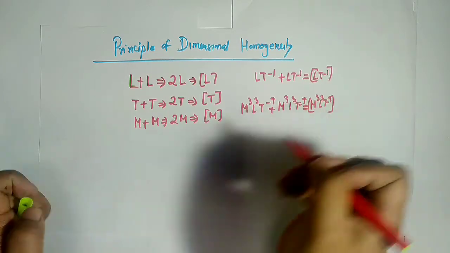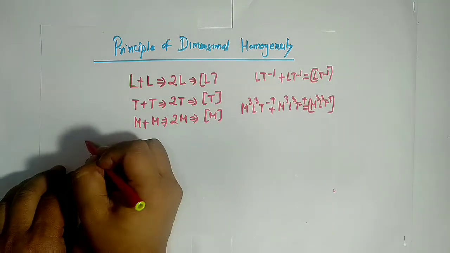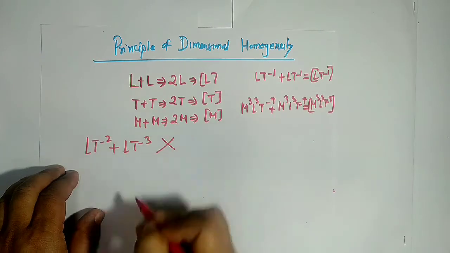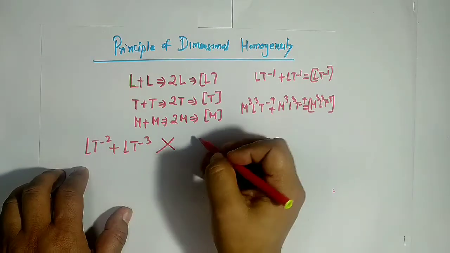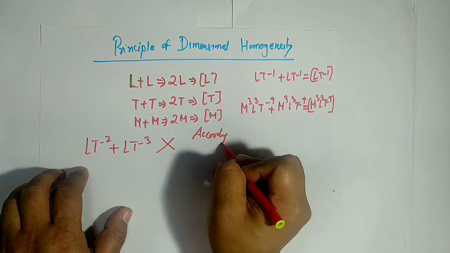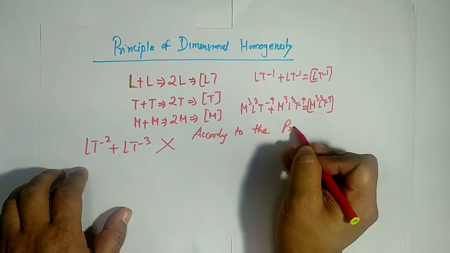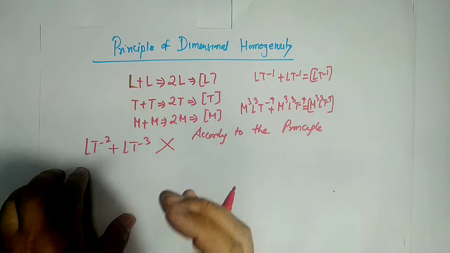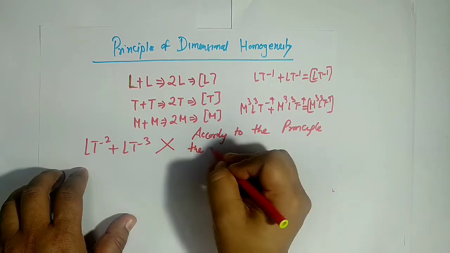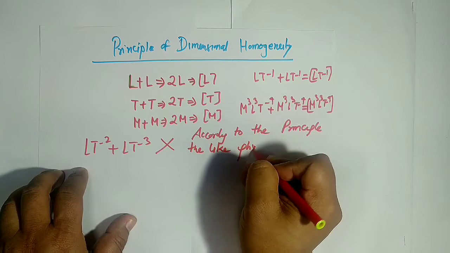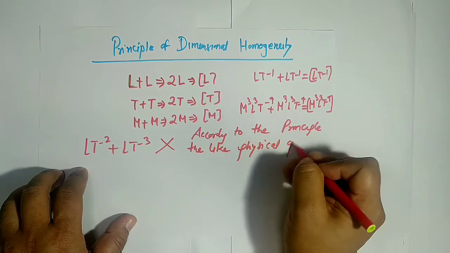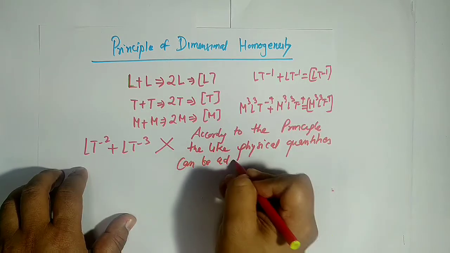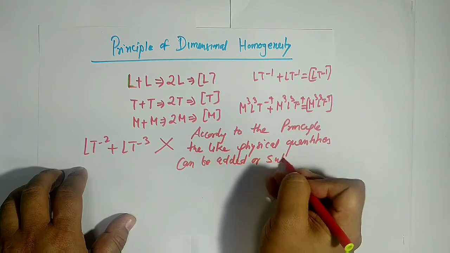Okay, this is homogeneity. So you can't have LT minus 2 plus LT minus 3. This is wrong. This doesn't follow the homogeneity. So what is the principle? According to the principle, we can write that only like physical quantities can be added or subtracted.